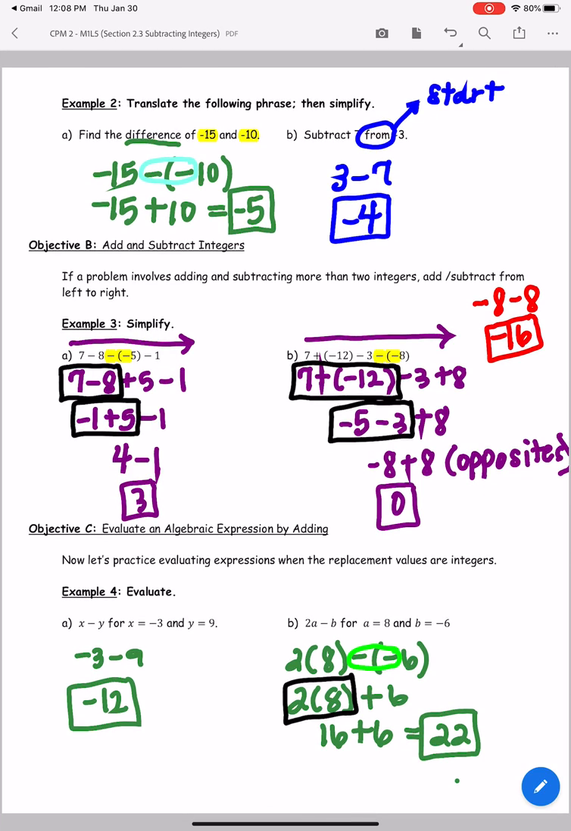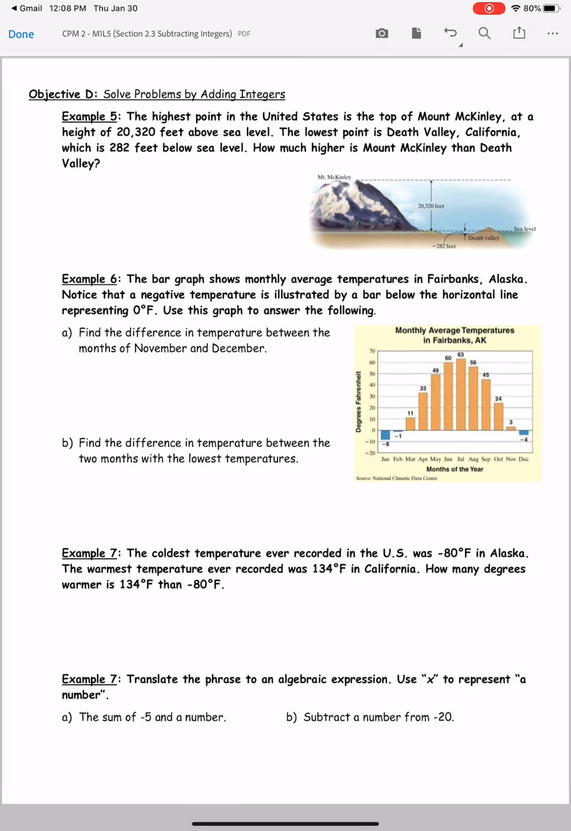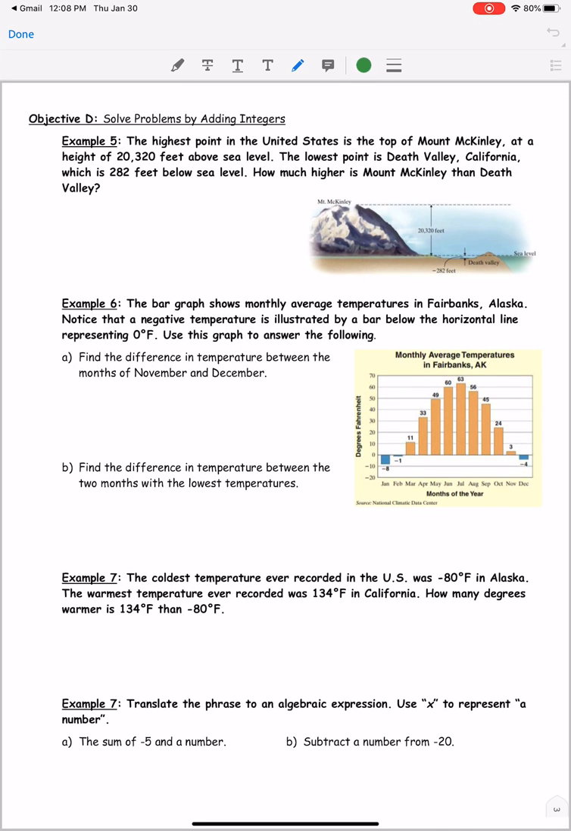All right, let's flip that page. And we have one more page, kind of more of word problems. Example 5 says the highest point in the United States is the top of Mount McKinney at a height of 20,320 feet above the sea level. The lowest point is Death Valley, California, which is 282 feet below sea level. How much higher is Mount McKinney than Death Valley?